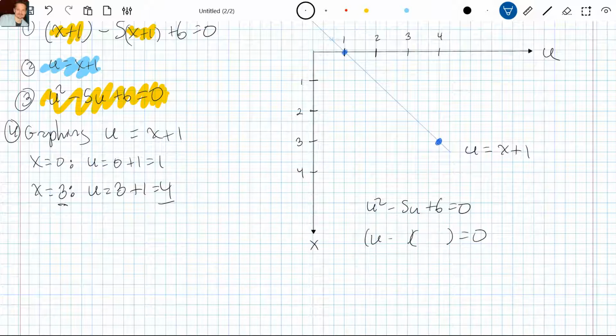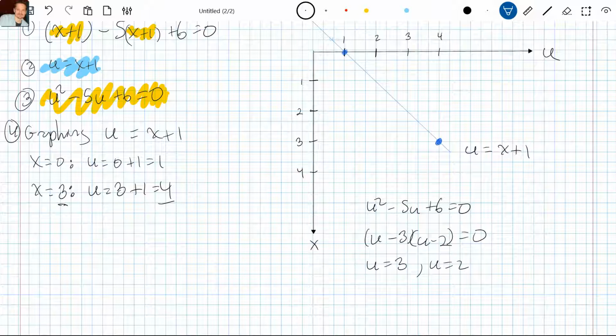It's going to give me u minus 3 and then u minus 2. Negative 3 times negative 2, 6. Negative 3 plus negative 2, negative 5, it checks. Then you set each one equal to 0. So u equals 3, u equals 2. Those are the solutions in u space.